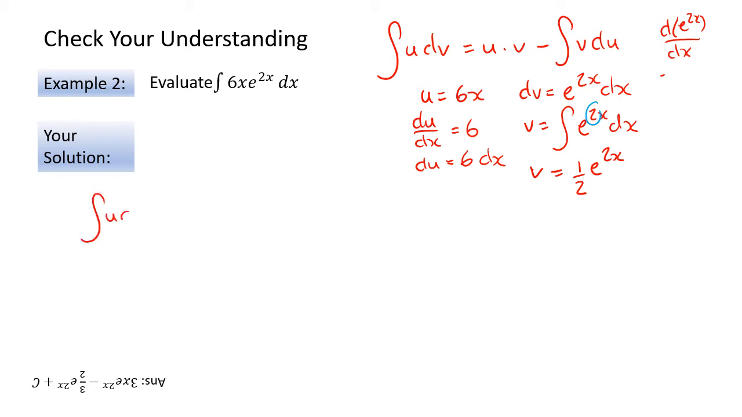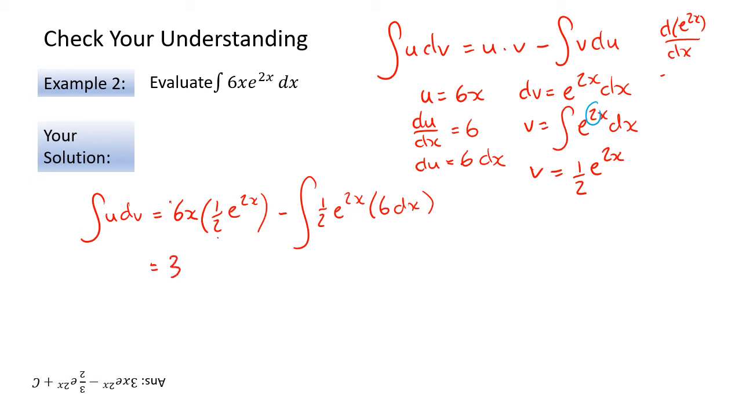So the integral of u times dv is equal to the function u, 6x, times the function v, 1/2 e to the 2x, minus the integral of the function v, 1/2 e to the 2x, times du, which is 6 dx. So you're going to see a couple items that I can simplify here. First, I have a 6 in the numerator and a 2 in the denominator in this first function. So that just becomes 3x e to the 2x.